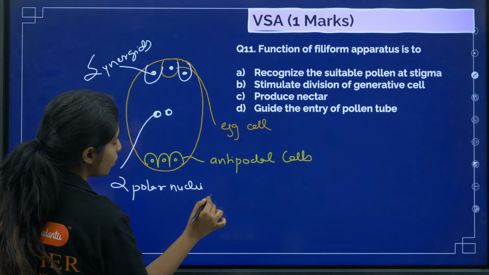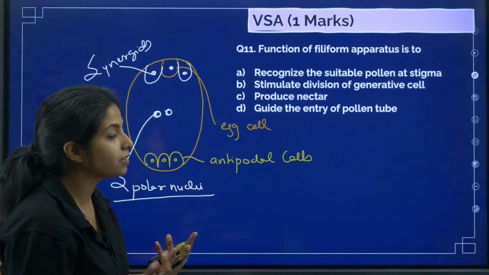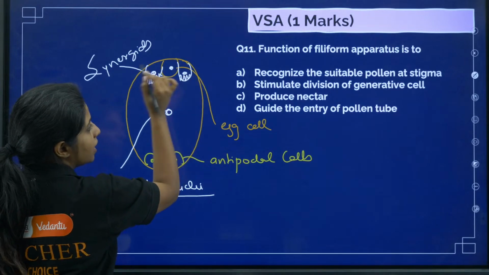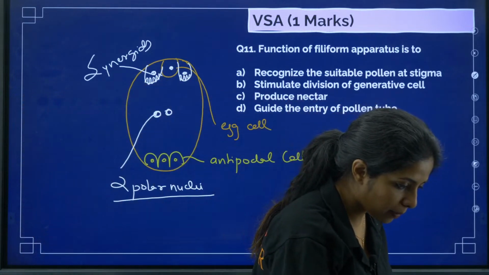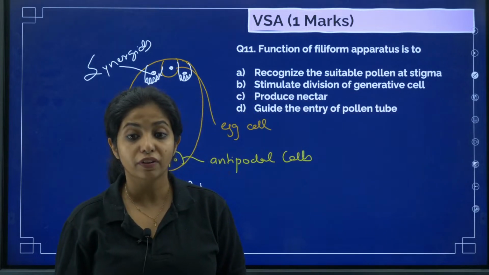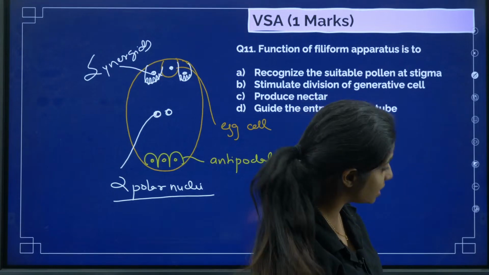Ma'am, why are you saying all this? The question is about the filiform apparatus. Where is the filiform apparatus? The filiform apparatus is somewhere over here in the synergids. Now you are asked about the function of the filiform apparatus. Yes, a special thickening at the synergid end is known as the filiform apparatus. Now all of you said the 11th answer is D.